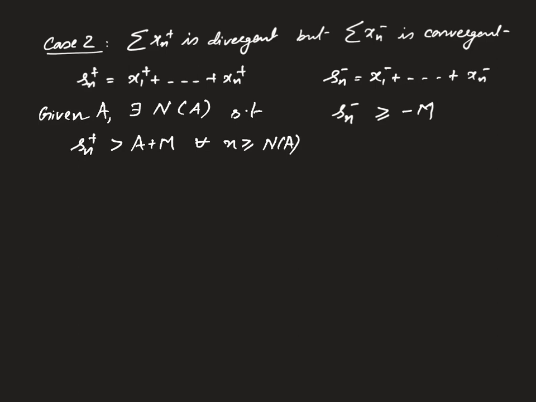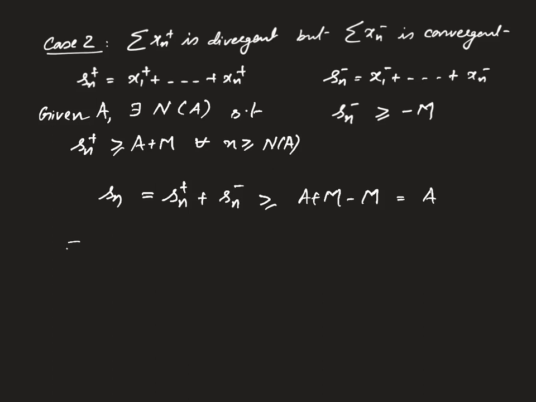But from these two inequalities, we get that S_n^+ plus S_n^- is greater than or equal to A plus m minus m, which is equal to A. But S_n^+ plus S_n^- is equal to S_n. So S_n is greater than or equal to A. And A was arbitrary. So you can make S_n as large as you want. The partial sums for series x_n can be made as large as you want, which will imply that the series x_n has to diverge, which is a contradiction.